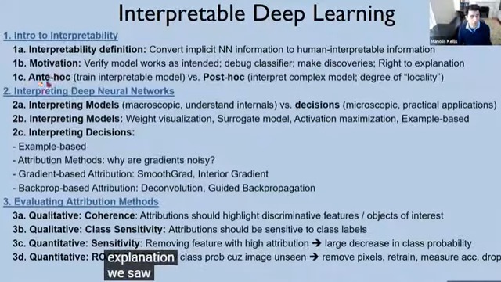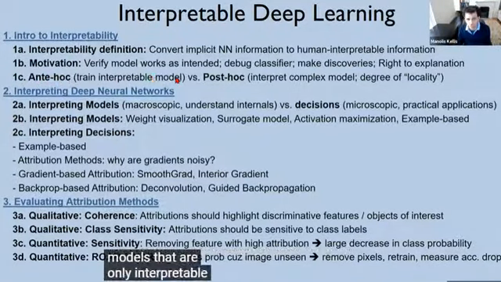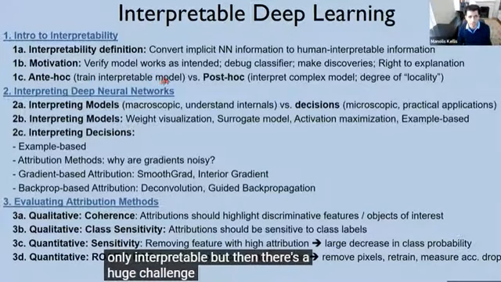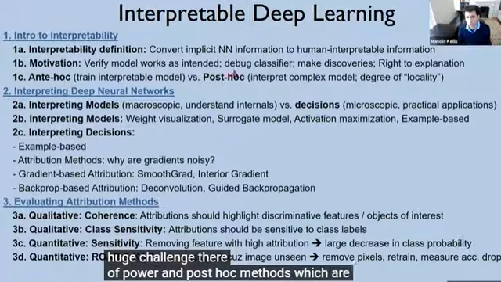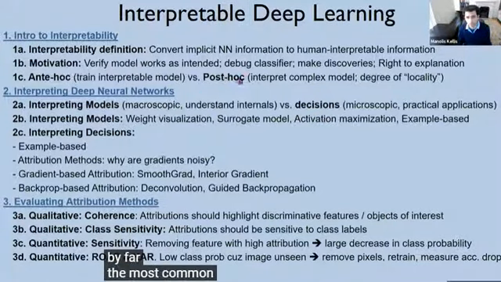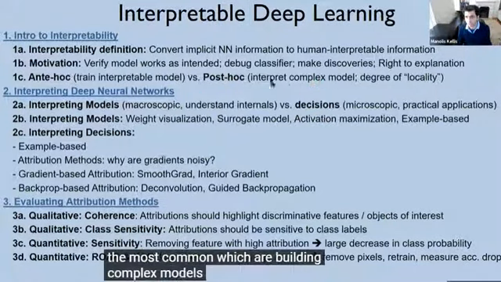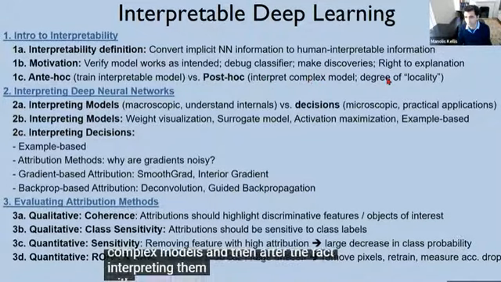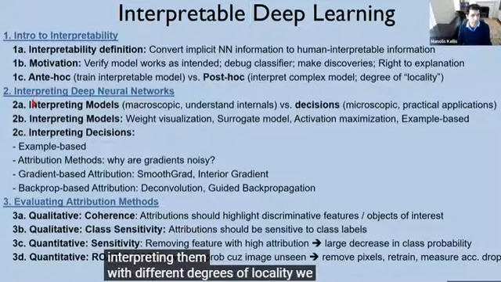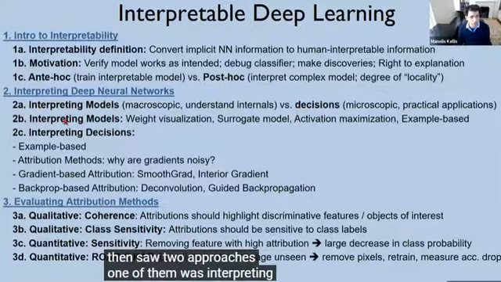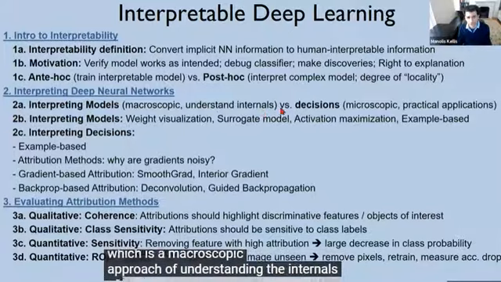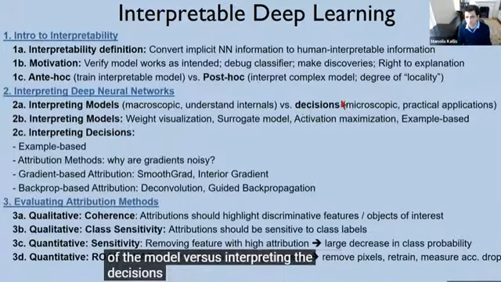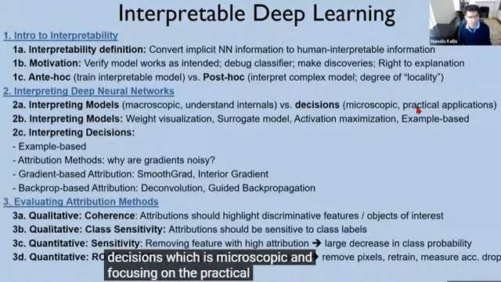and also the right to explanation. We saw both ante-hoc methods for training models that are only interpretable, but then there's a huge challenge there of power, and post-hoc methods, which are by far the most common, which are building complex models and then after the fact interpreting them with different degrees of locality. We then saw two approaches. One of them was interpreting the models, which is a macroscopic approach of understanding the internals of the model, versus interpreting the decisions, which is microscopic and focusing on the practical application.